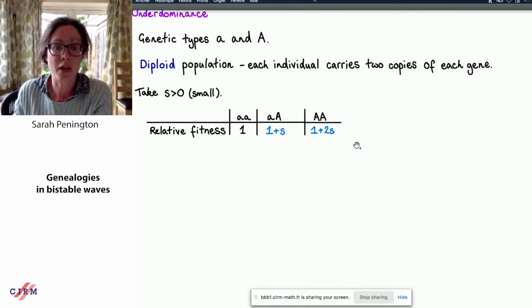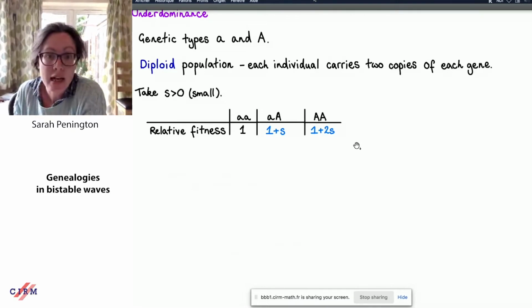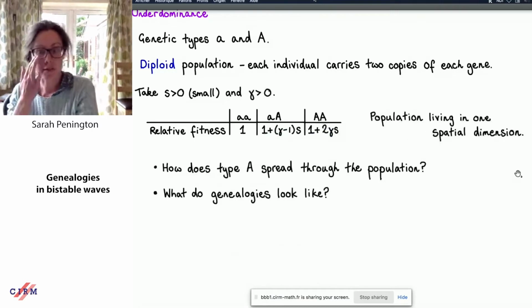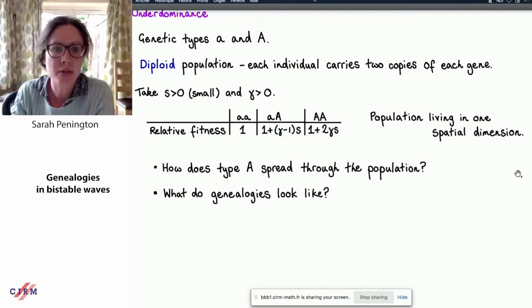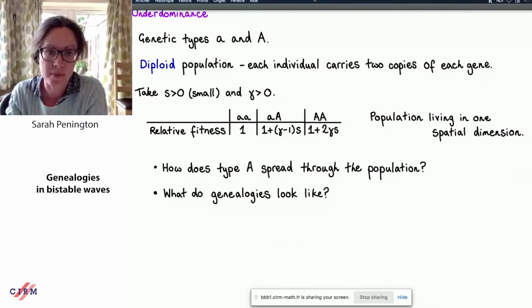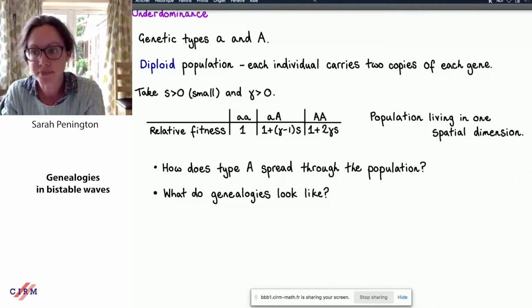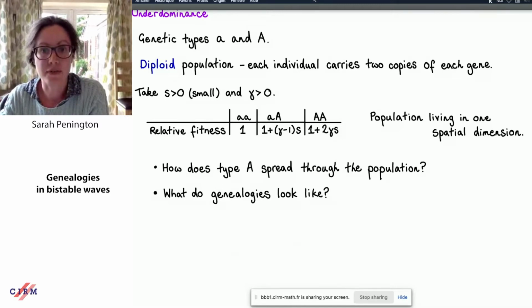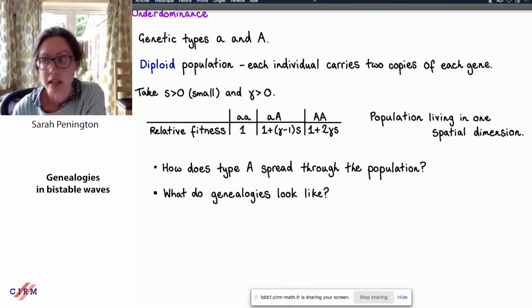So we're going to have a new parameter gamma, and we'll modify the relative fitnesses so that the advantage of having 1 copy of type capital A is less than half the advantage of having 2 copies. So this is what we're going to do. We're going to have this positive parameter gamma, and then we'll say the relative fitness of type little a individuals is 1, and the relative fitness of little a capital A individuals is 1 plus (gamma minus 1) times S. And then for capital A individuals, it's 1 plus 2 gamma S.